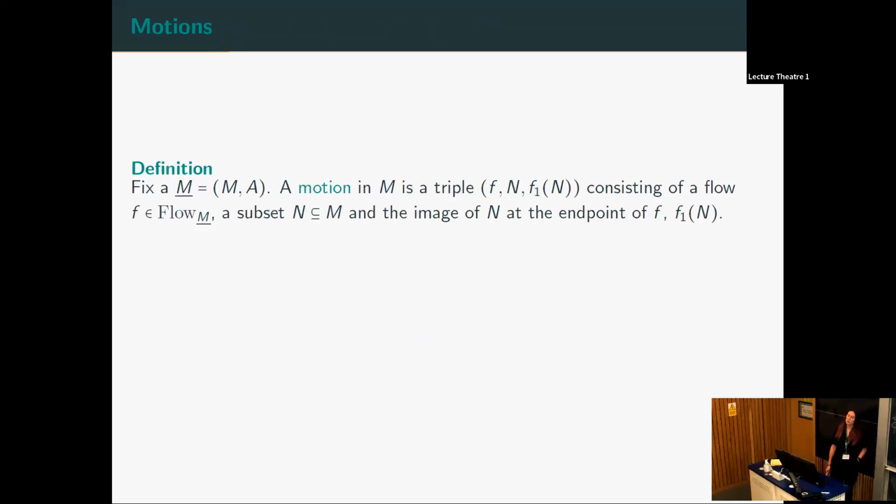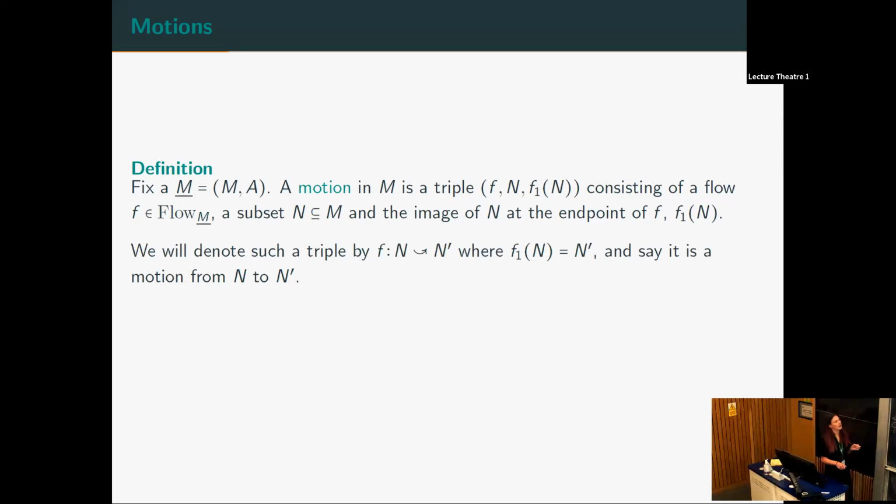Okay, so then what do we mean by a motion? To construct a motion, we take one of these flows, F, and then we also choose some subset, N, which lives inside our ambient manifold M, and we just look at where F sends N. So we have this triple consisting of a flow, a subset, and the image of this subset at the end of our flow.